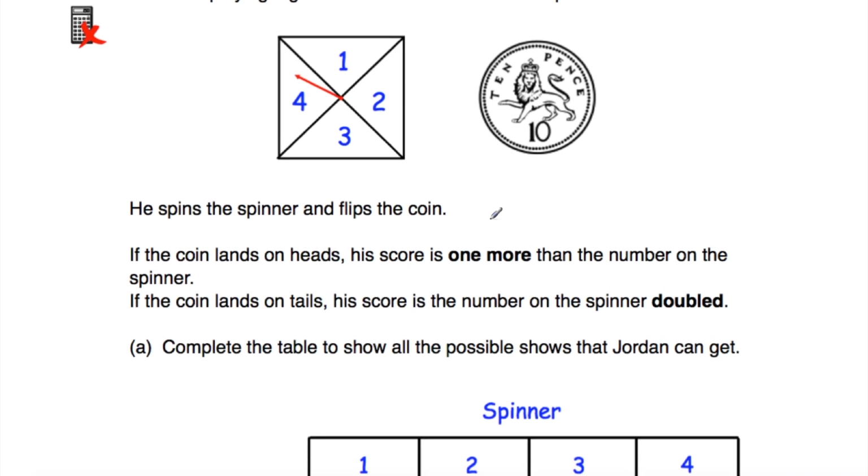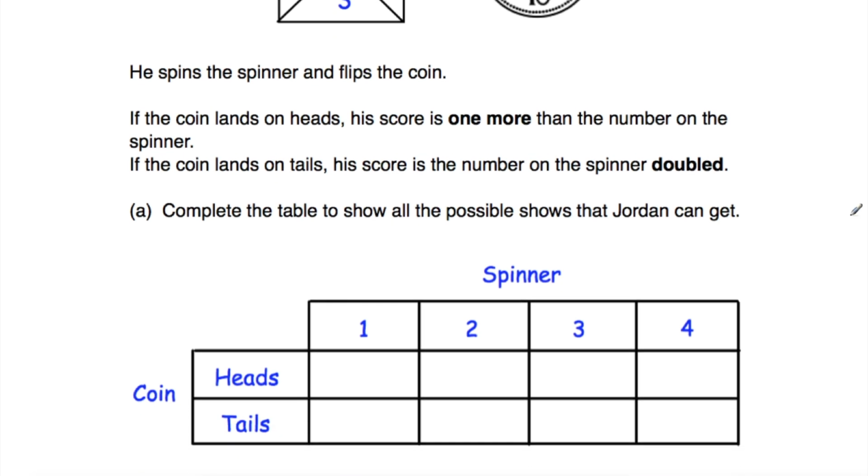So if it lands on heads, it's 1 more than what's shown on the spinner, and if it lands on tails, it's double what's shown on the spinner. So let's go to our table, and let's start off with heads. If it's heads, it's 1 more than what's shown on the spinner. So 1 more than 1 would be a 2. If it landed on a 2, we would add 1 more to that, so that would be 3. 1 more than 3 would be 4, and 1 more than 4 would be 5. So if it lands on heads, it's 1 more than what's shown on the spinner.